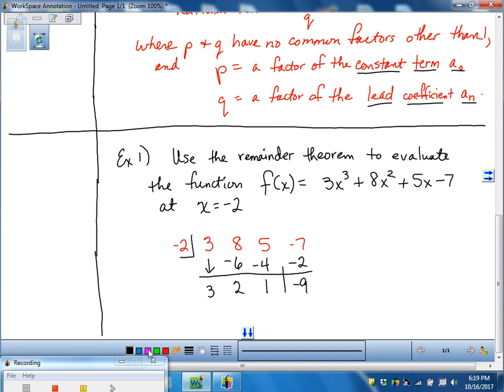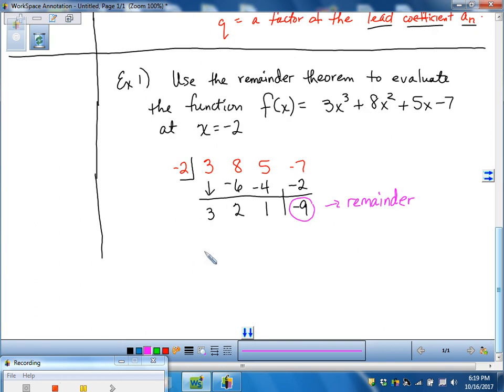Now remember, whatever we end up with in this last little box is our remainder. What the remainder theorem tells us is that if we end up with a remainder, that same number is going to be the value of the function at whatever the x value was. So at f of negative 2, the value of this function, if I were to plug it in, would be negative 9. So if I were to take this function and graph it, negative 2, negative 9 would be a point on the function.